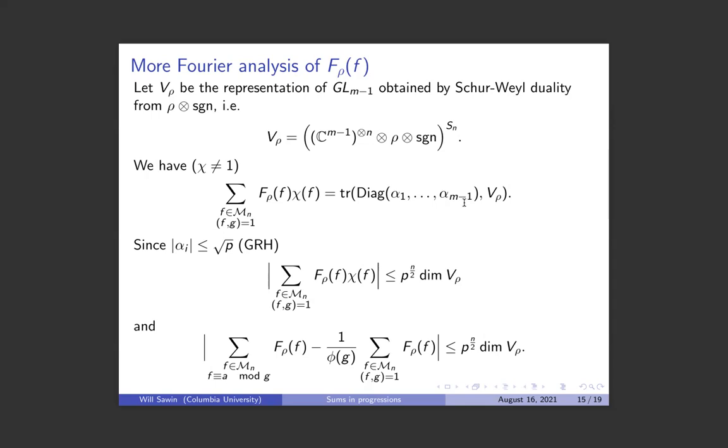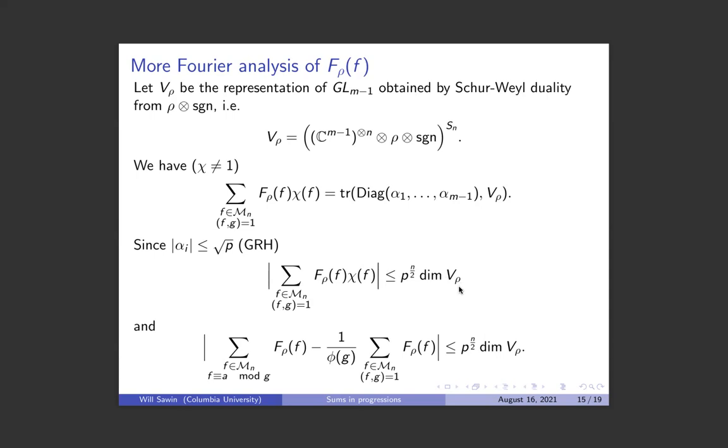And this formula implies a nice estimate on this character sum. We're going to use the theorem of Weil, the Riemann hypothesis, which says in this setting that the size of the alpha i is at most root p. And then if you look at the eigenvalues of this diagonal matrix on V rho, they're all products of n of the alpha i. So they all have size at most p to the n over 2. Since the eigenvalues have size at most p to the n over 2, the trace is at most p to the n over 2 times the dimension of V rho.